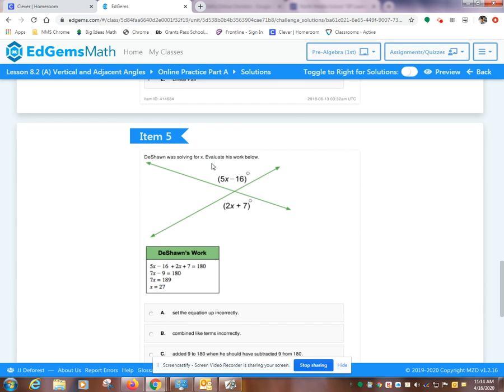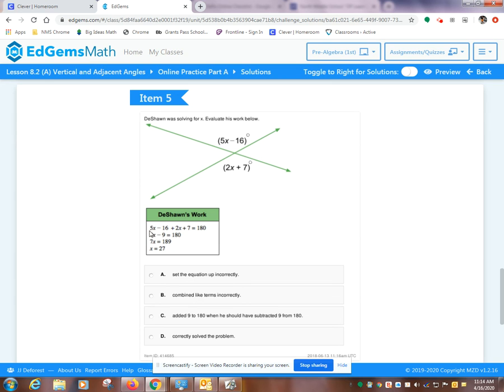Deshaun was solving for x. Evaluate his work below. He said that 5x minus 16 plus 2x plus 7 equals 180. Well, it looks like his math's pretty good. 5x and 2x make 7x, and negative 16 and 7 make negative 9. And he added 9 to both sides and divided by 7. His math looks good, but what's the problem?